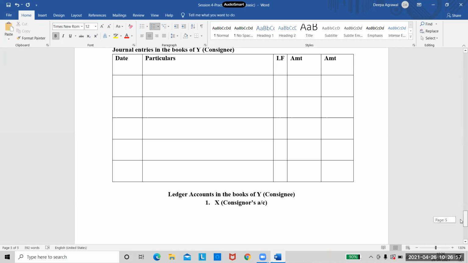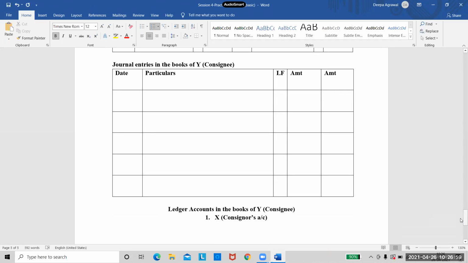Okay, so first we'll start with the journal. Now, how many journal entries will the consignee write? 5. He will write 5 entries. One is for advance, one is for his expenses, one is for his sales, one is for his commission, and the last one is for the final amount due, final balance due or paid, whatever it is, right? So he will be writing 5 entries in his books.